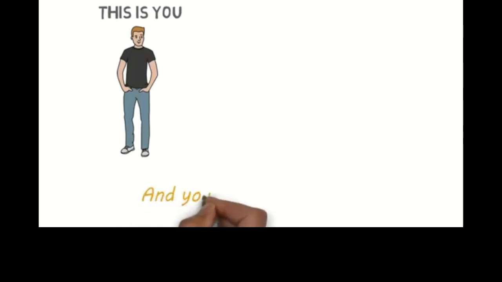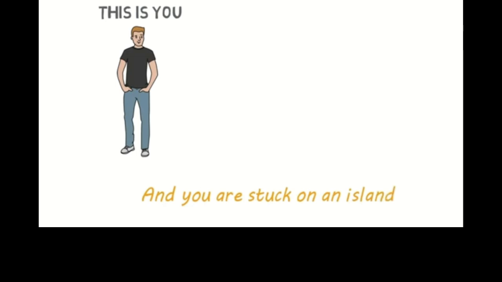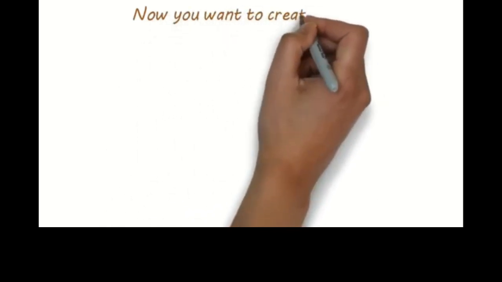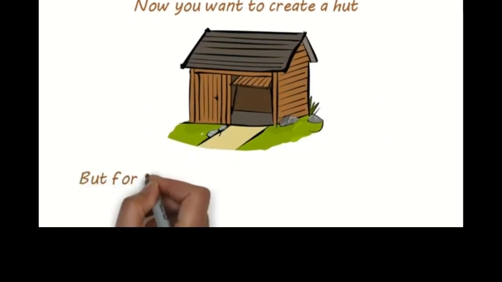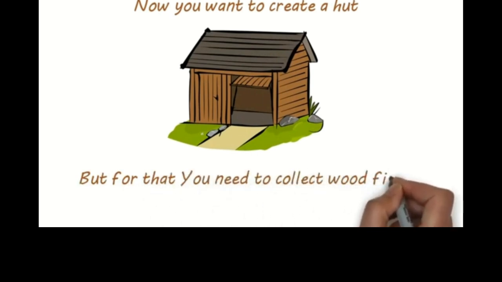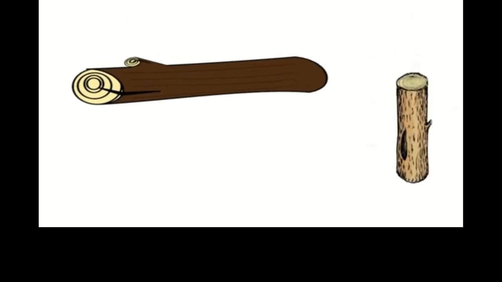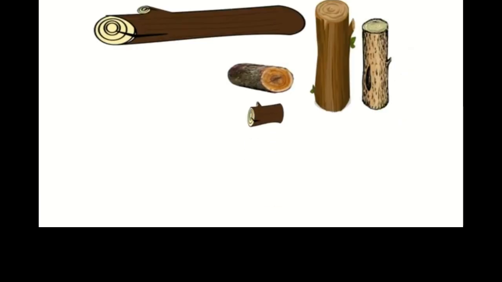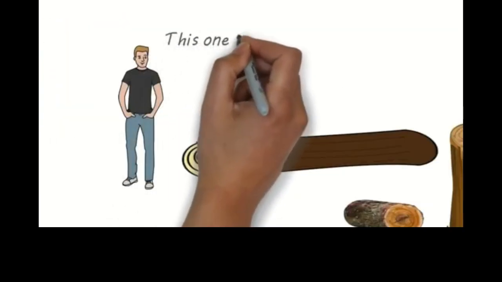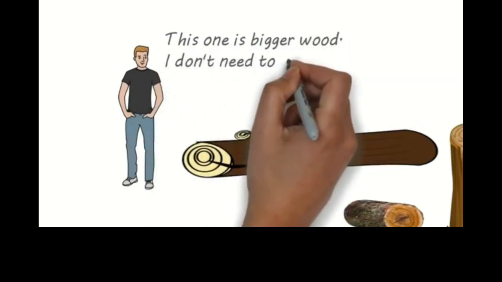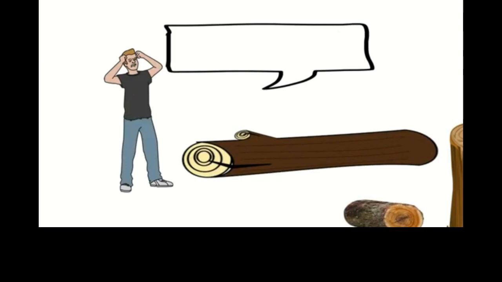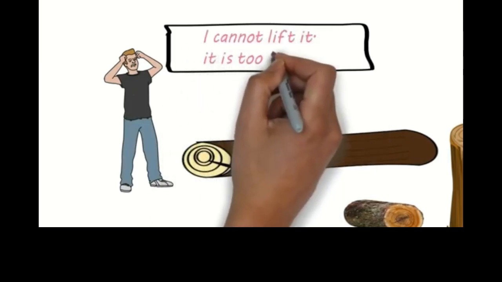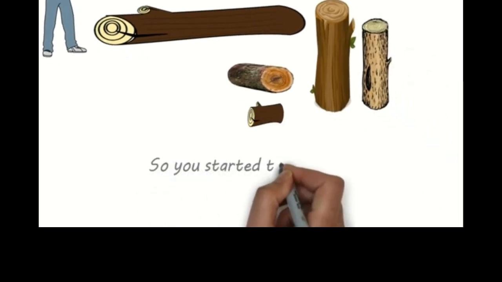For example, this is you, and keep this scenario in your mind so you can easily understand it. You are stuck on an island. So now you need some woods and logs to create a hut, and for that you have to go somewhere and take those logs and make a hut. You went somewhere and you find a few logs there, and you see that they are of different sizes, lengths and weights. You see that this one is bigger wood, so you cannot lift it, and it is too heavy for you to lift. So what you will do, you will go for a smaller one.